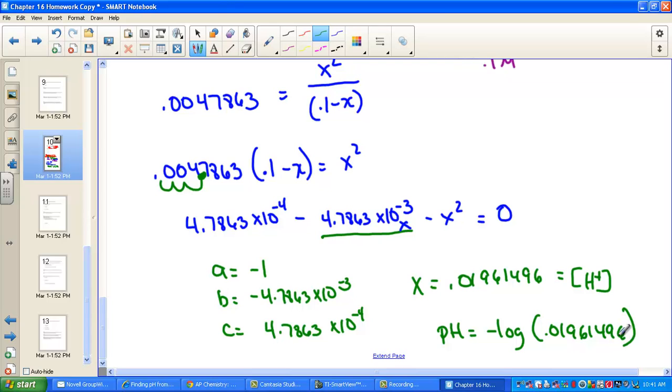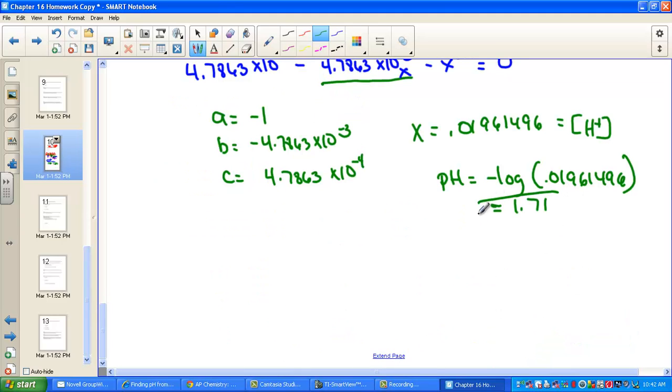Let me hit that on the calculator. Negative log 0.019, I'll carry these decimals, 6149, and last number 6. Do you find a value of 1.707? So carrying 2 decimal places, we get 1.71 as our pH units.